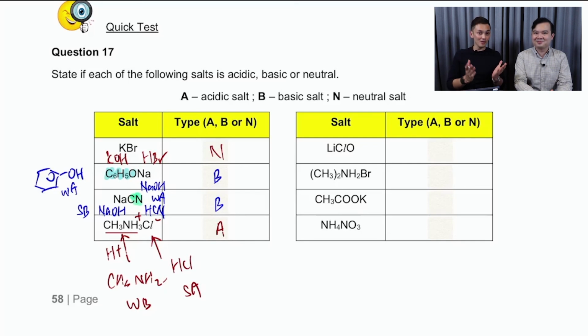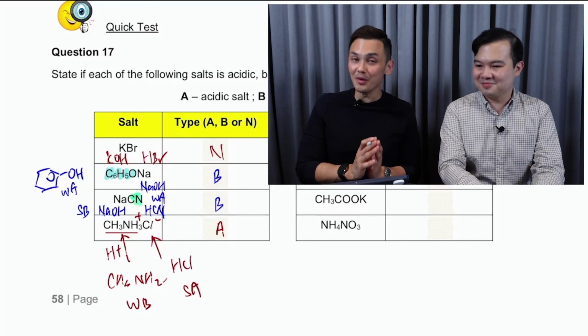So that's it. You can see the shortcut method for us to know whether a salt is acidic, basic, or neutral is actually quite simple. Okay, so we're going to leave you with 4 more questions for you to self-attempt. So when you come back to class, our teacher is going to explain the 4 salts to you guys.